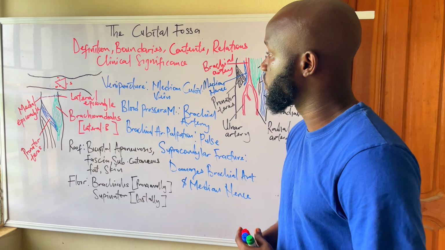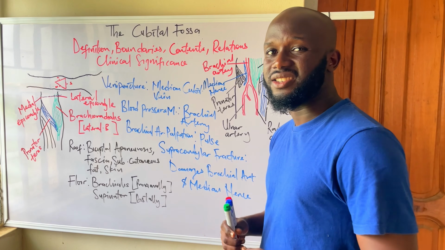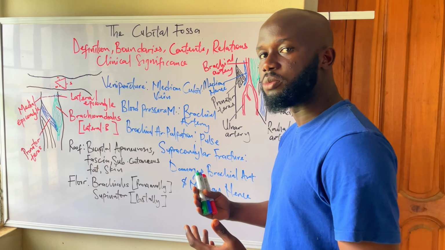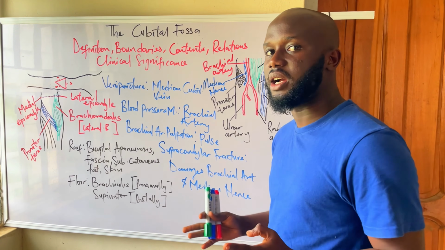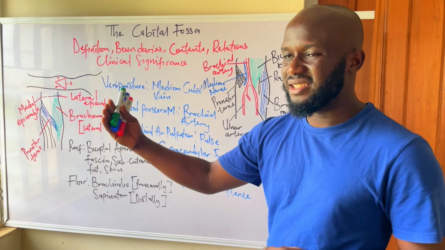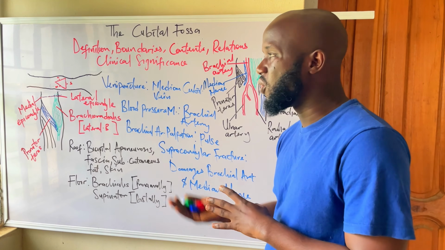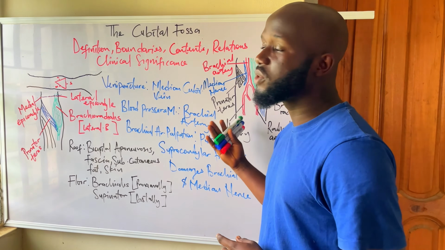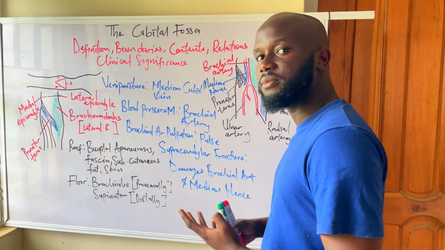In today's class, we're going to be discussing the cubital fossa. The cubital fossa is a triangular depression that is located on the anterior aspect of the elbow. In one of our classes, we said that the elbow joint is that area that connects the forearm to the arm. So essentially, the cubital fossa is located on the anterior aspect of this joint, and this fossa serves as a passageway for structures to pass from the forearm to the arm.